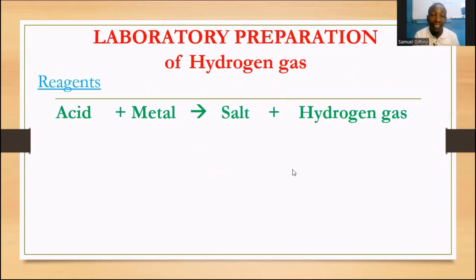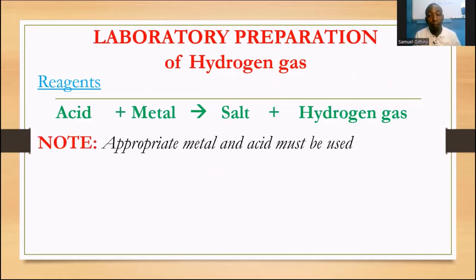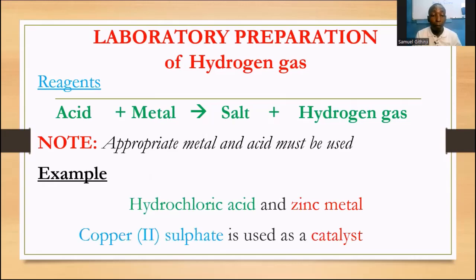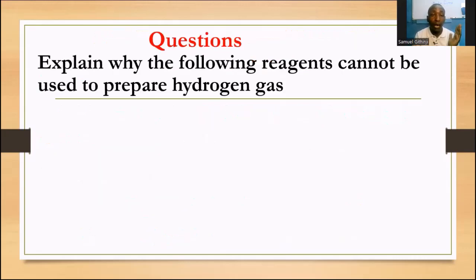So this is a general reaction, only that I need to be very specific when I'm preparing hydrogen. An appropriate metal, an appropriate acid. For instance, I can use hydrochloric acid and zinc metal. Copper 2 sulfate should be used as a catalyst in this case. The reaction is a bit slow, but when you use copper 2 sulfate, the reaction is faster. So my student, I hope you've gotten this. We only need to go specifically now to some questions, and then maybe we discuss.